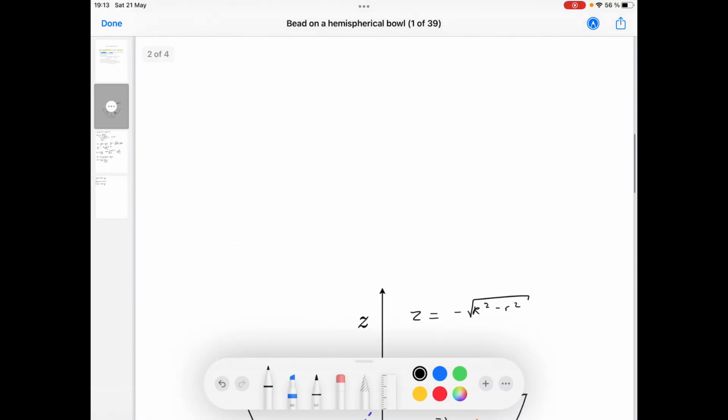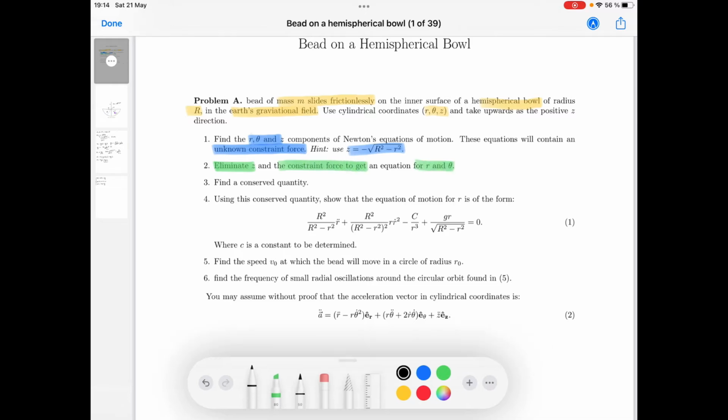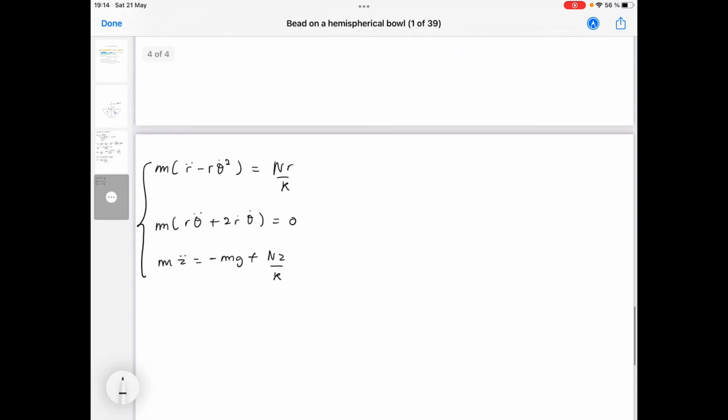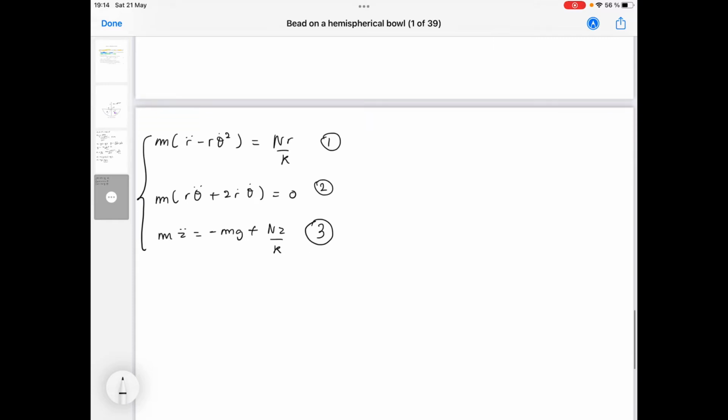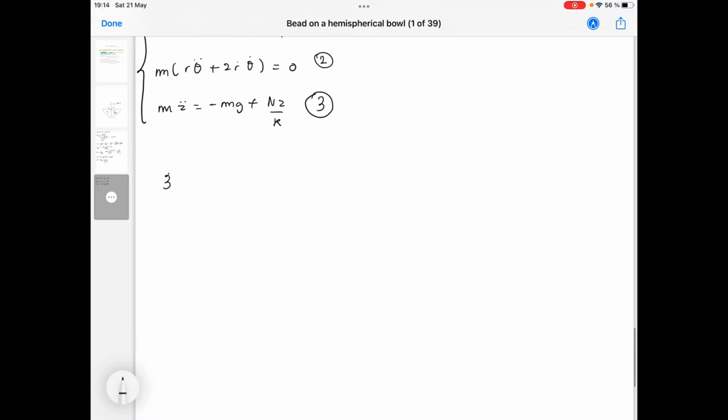And so in the next question, we're being asked to eliminate, so let me highlight this. So we want to eliminate z and the constraint force to get an equation for r and theta. So what we can do is let's label these equations. So this will be equation 1, this will be equation 2, this will be equation 3. And this is going to be question 2.